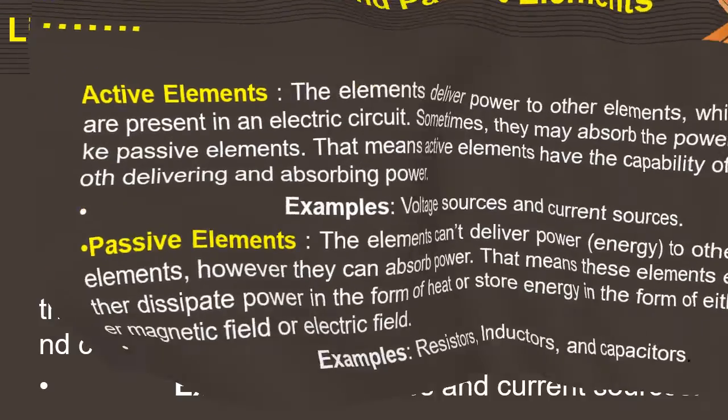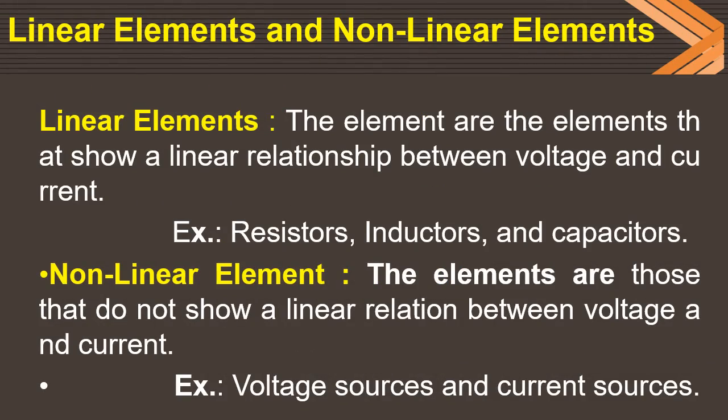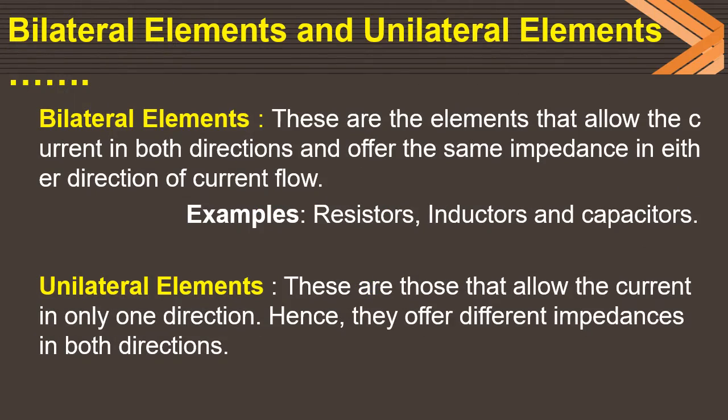Similarly, there are linear and non-linear elements. Linear elements show a linear relationship between voltage and current. RLC is one example. Non-linear elements are those which do not show a linear relationship between voltage and current. Bilateral and unilateral elements are another characteristic. Bilateral means two-way, in both directions. R, L and C show current flowing in both directions. Unilateral is only one way.